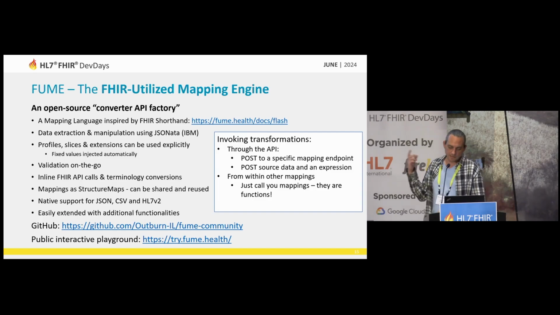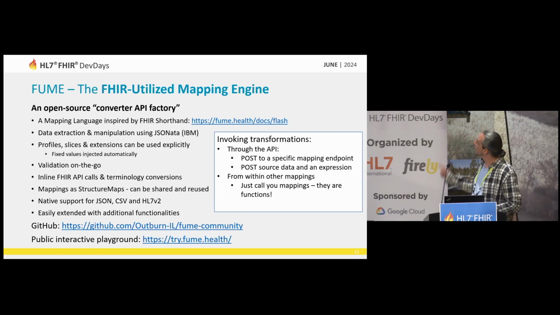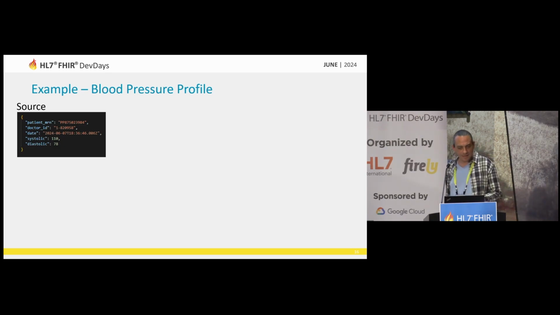And since it's extensible, I will show you later that one implementer already added support for XML, and I'm waiting for his PR to implement that into the library. It is easily extended with additional functionalities. Any JavaScript function that you may have, you can add it. So those are the links. You invoke the transformation using an API. And let's see some examples.